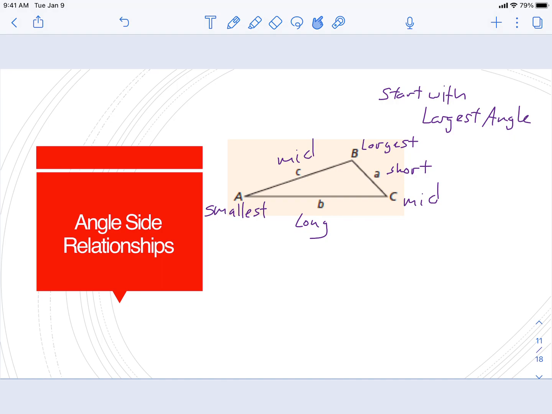Unlike law of sines, law of cosines can work for obtuse angles. So if we're starting with the law of cosines, you want to make sure that you find the largest angle first, because there can only be one obtuse angle in a triangle. And so if you start with the law of cosines for the largest angle, then it doesn't really matter what you use for the remaining angles. You could use law of cosines or sines.